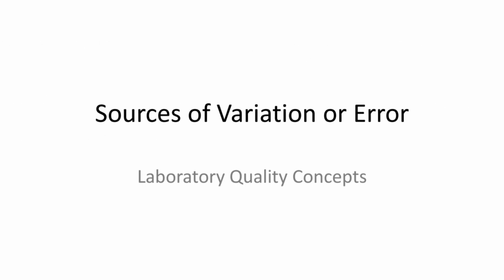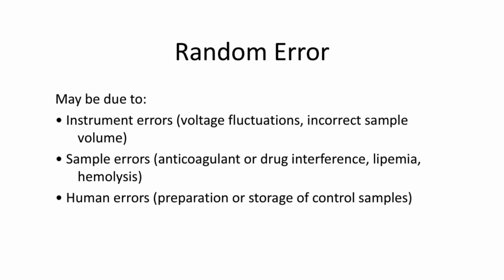When we evaluate laboratory testing, it's important to recognize the sources of variation or error. First, there is random error. Random error can arise from several sources. It may be due to instrument problems such as voltage fluctuations or incorrect sample volume. It can also occur because of sample issues, such as anticoagulant interference, the presence of certain drugs, lipemia, or hemolysis. Finally, random error may result from human mistakes, like improper preparation or storage of control samples.